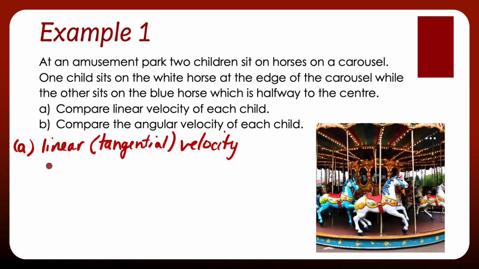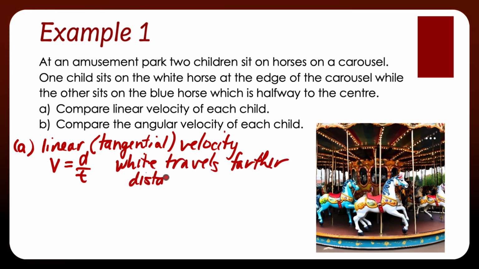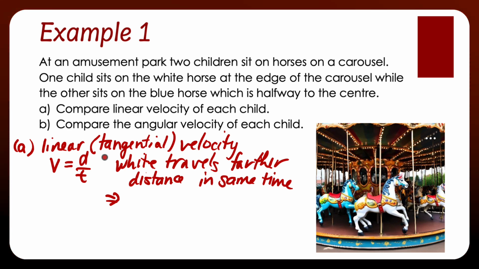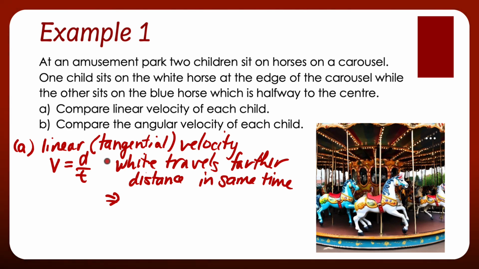Also, I would be thinking about it moving at a constant speed, so that would be distance over time. The white horse will travel a farther distance because it has a larger circumference to go around than the blue horse. That means the white horse's linear velocity, or tangential velocity, is going to be greater than the blue horse's.